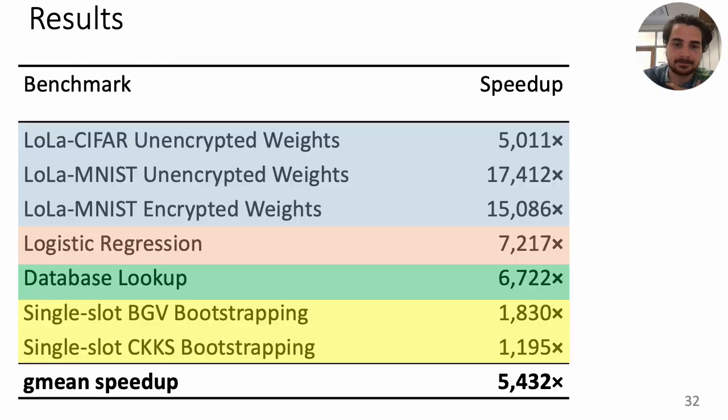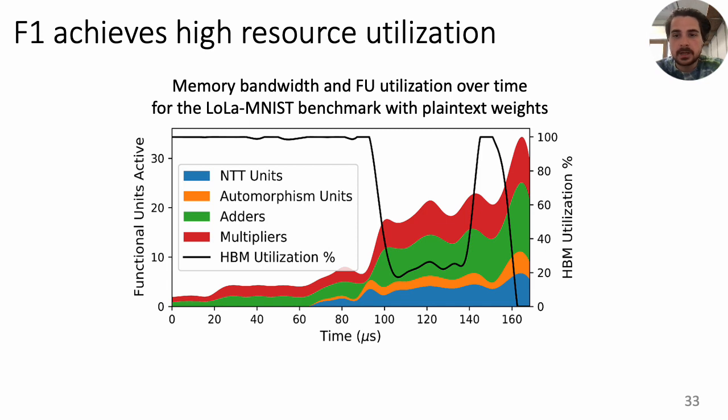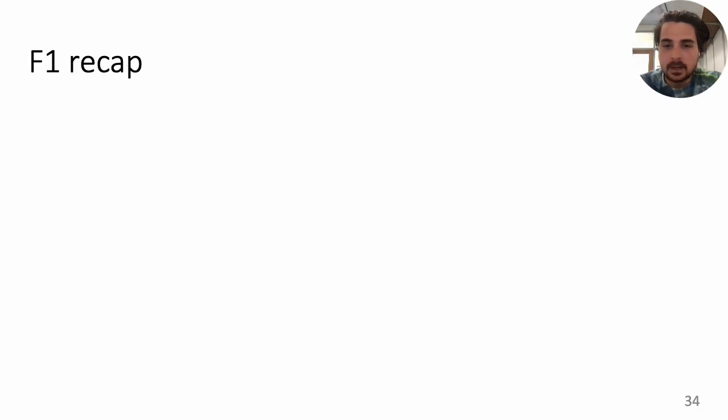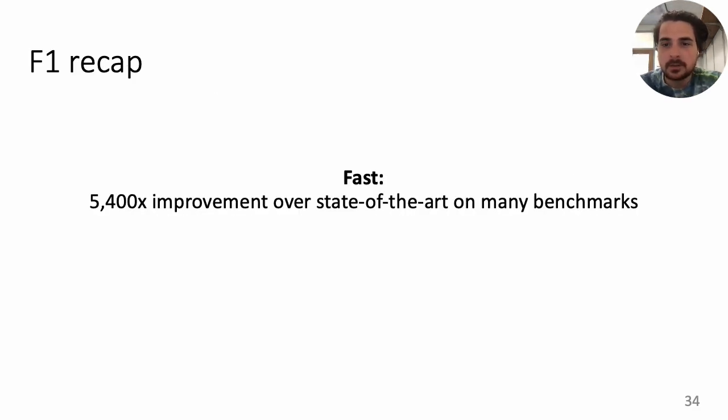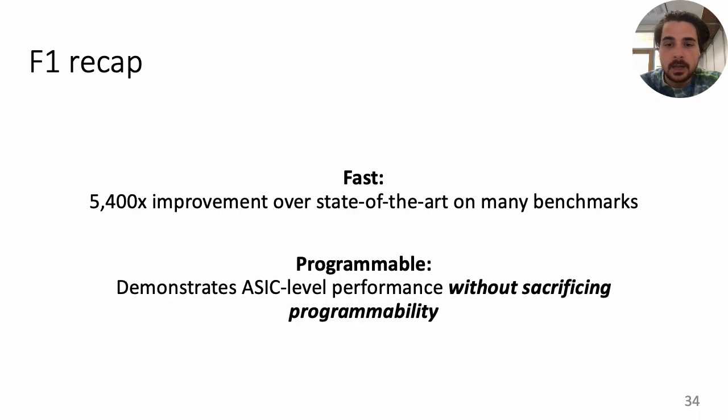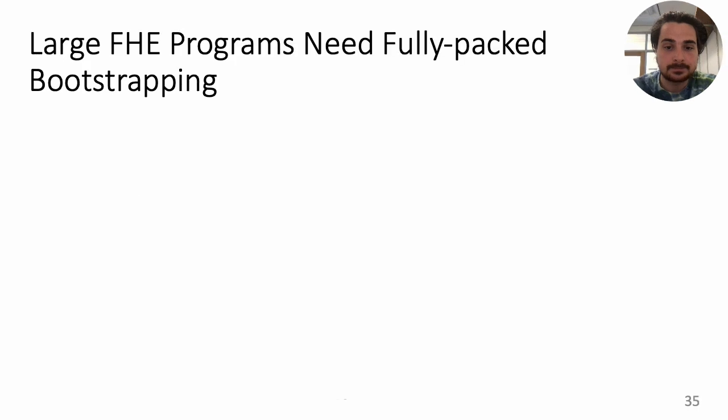We'll see why later. So here's the speedup versus state-of-the-art on the LoLa neural networks, logistic regression, database lookup, and single slot bootstrapping. This means F1 boasts a G-mean speedup of 5400x over state-of-the-art. This plot shows that F1 achieves high resource utilization over time. In summary, F1 demonstrates a G-mean 5400x speedup over state-of-the-art. And notably, it does this without sacrificing programmability, because its ISA is at the level of primitive polynomial operations.